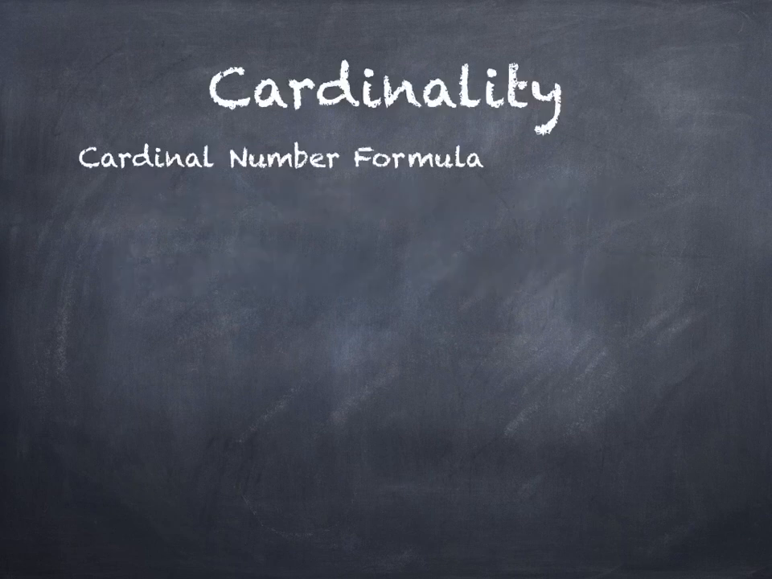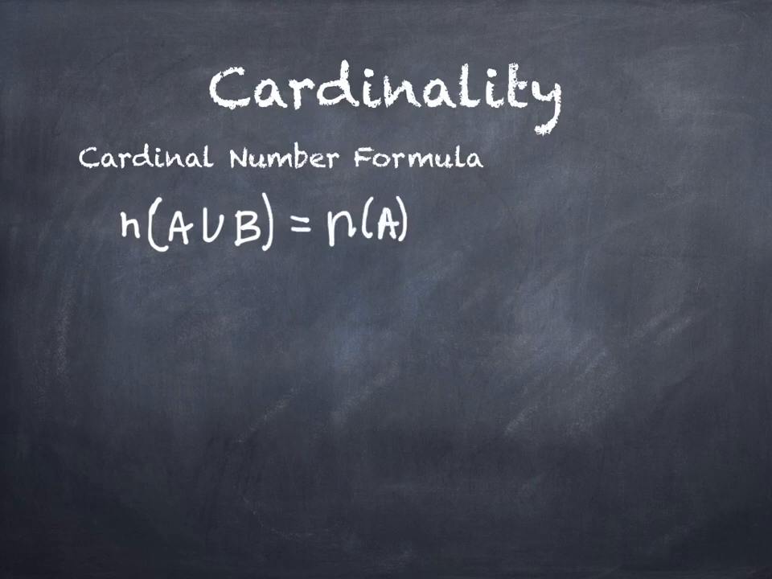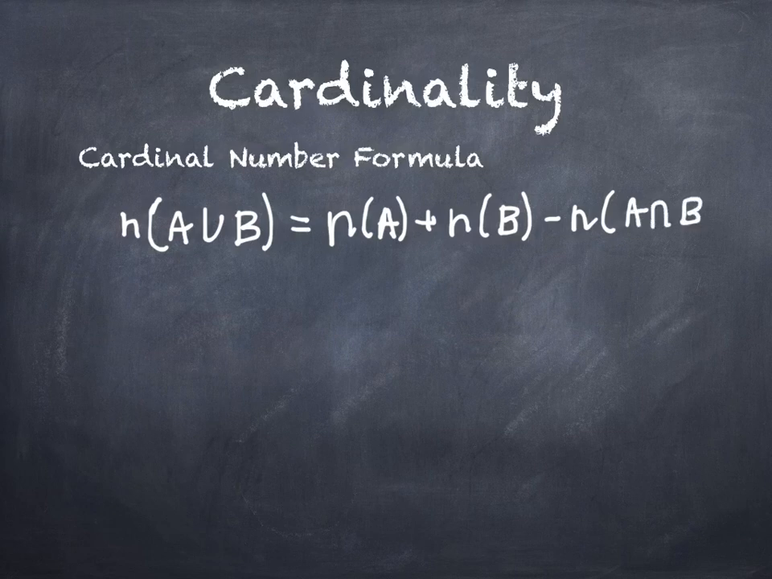So the first thing I want to talk about is the cardinal number formula. I'm going to show you what the formula is, and then with a Venn diagram, I'm going to show you why it makes sense. Okay? So the cardinal number formula says the following. The number of items in a union of two sets is the number of items in the first set plus the number of items in the second set minus the number of items in the intersection.